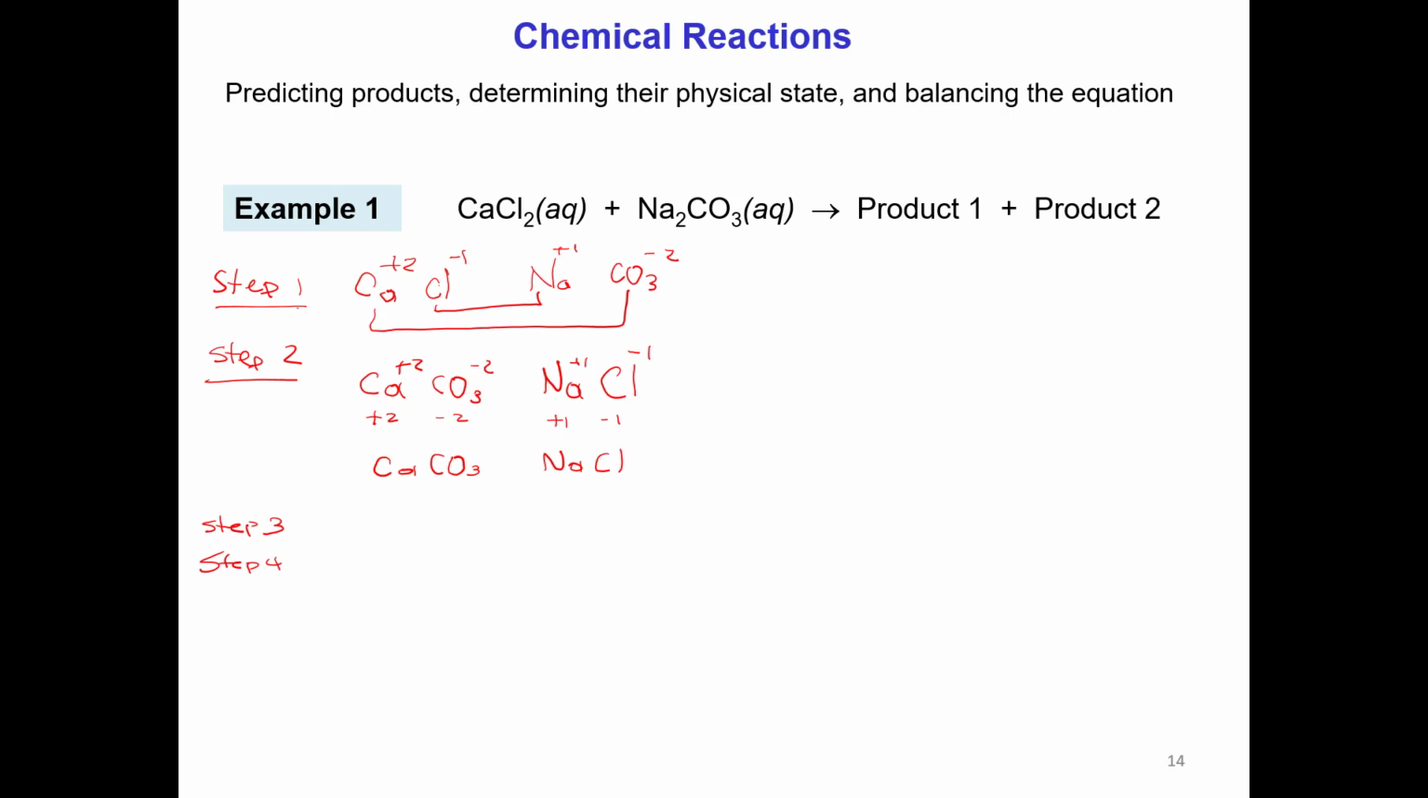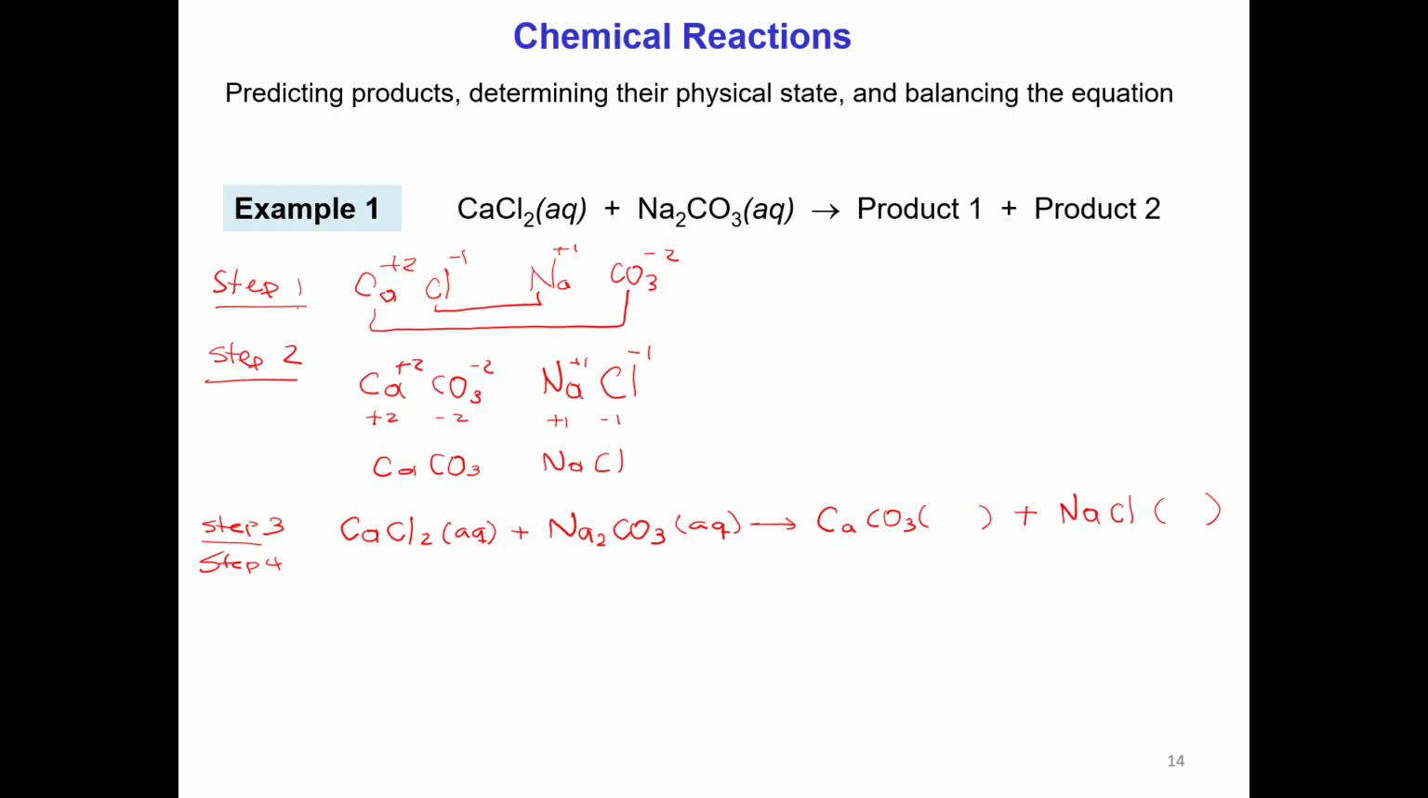Now let's write the complete equation because now we know the products. Then we had calcium chloride plus sodium carbonate, AQ, and we will get calcium carbonate, and we want to get some space here for the physical state, plus sodium chloride, with space for the physical state. Now we need the next step, number 3.